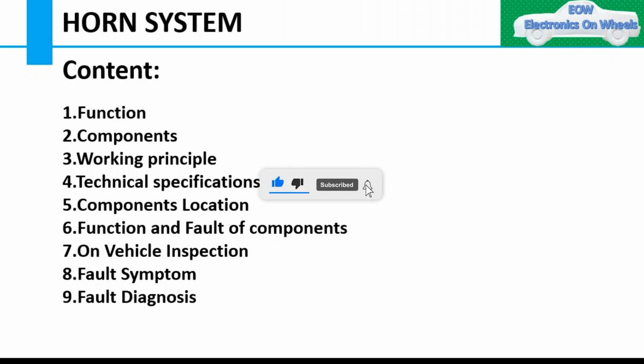Today we will discuss a very small system, that is the horn system. If you like this series of subsystem descriptions, we will start making small systems like the headlamp, then the starting and charging system, which we have already made, but we will make for the wiper, HVAC, and other stuff.